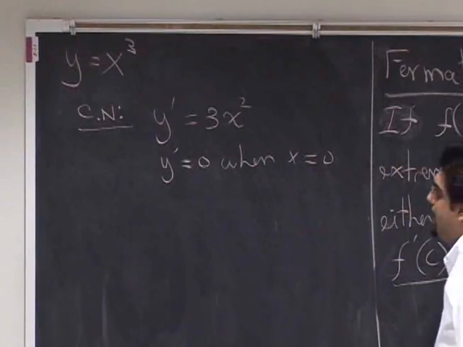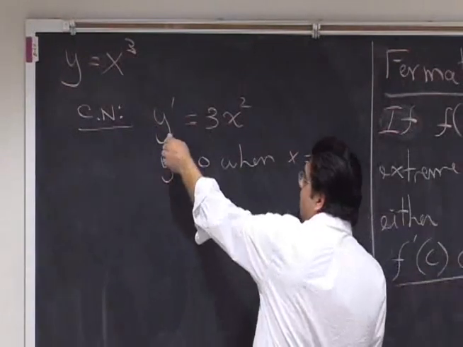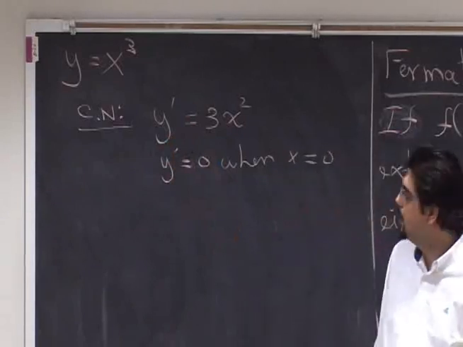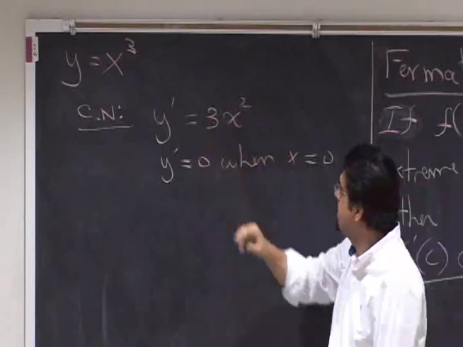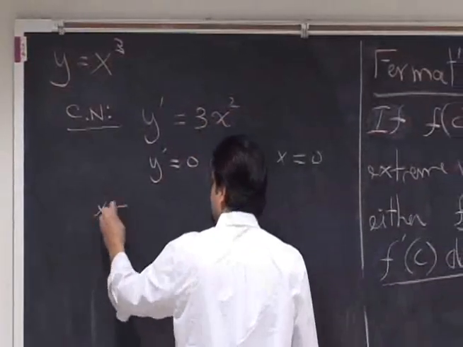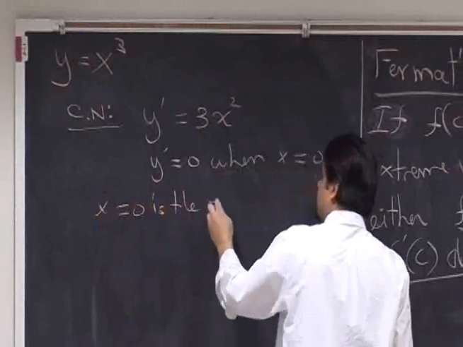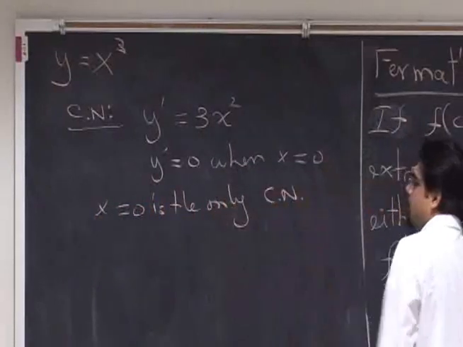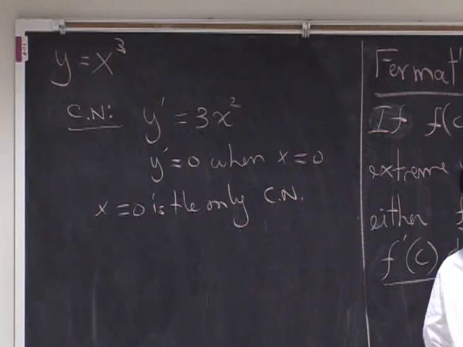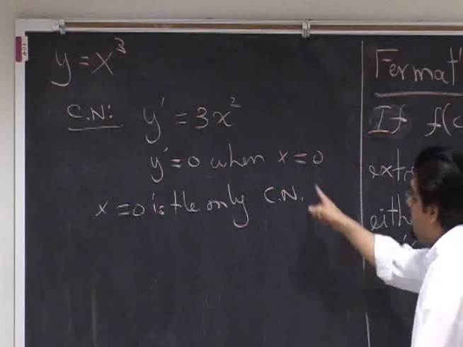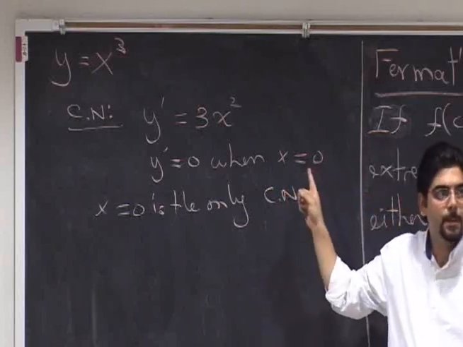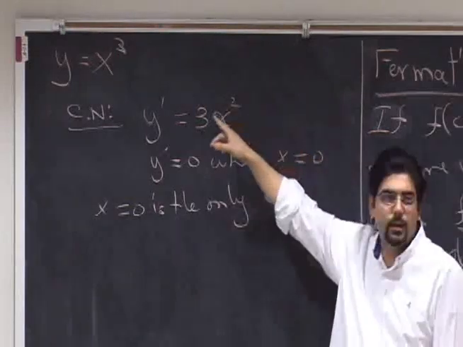Then we have to find the values of x so that y prime doesn't exist. But y prime always exists, right? There is no value of x at which this doesn't make sense. So the only critical number is 0. In other words, if this function were to have a local max or local min, it would have to be at x equals 0. I don't have to look anywhere else. And if it doesn't end up being a local max or local min, then I can say with confidence that the function doesn't have any.